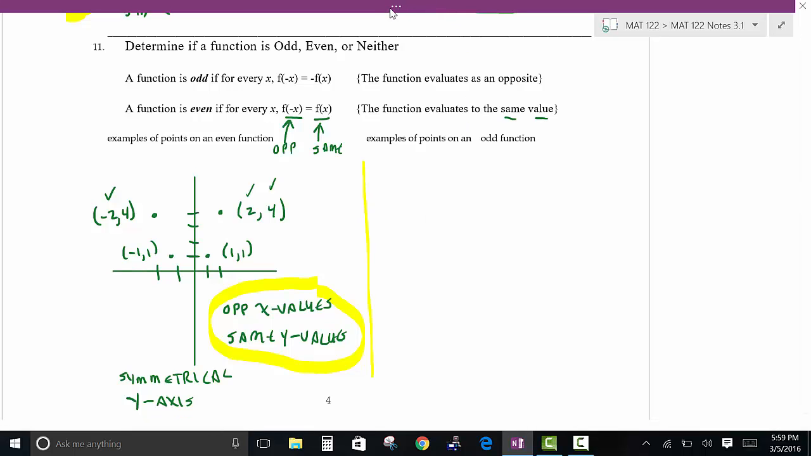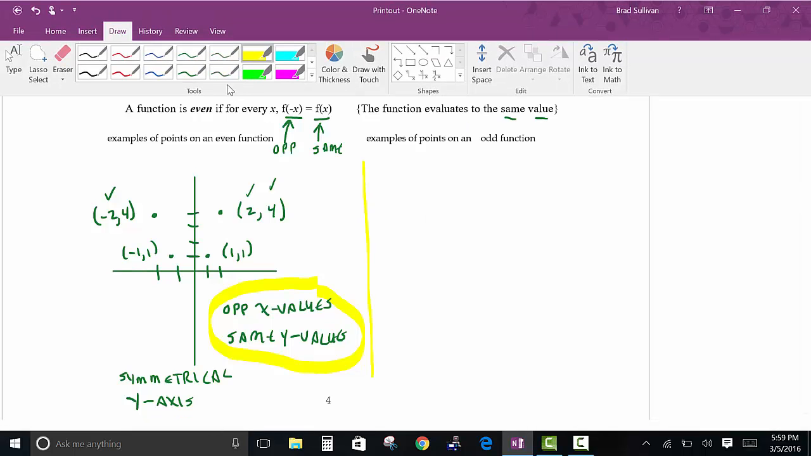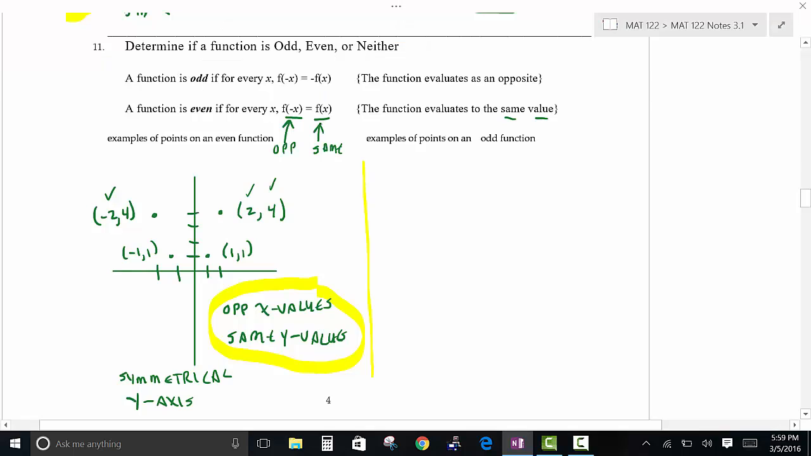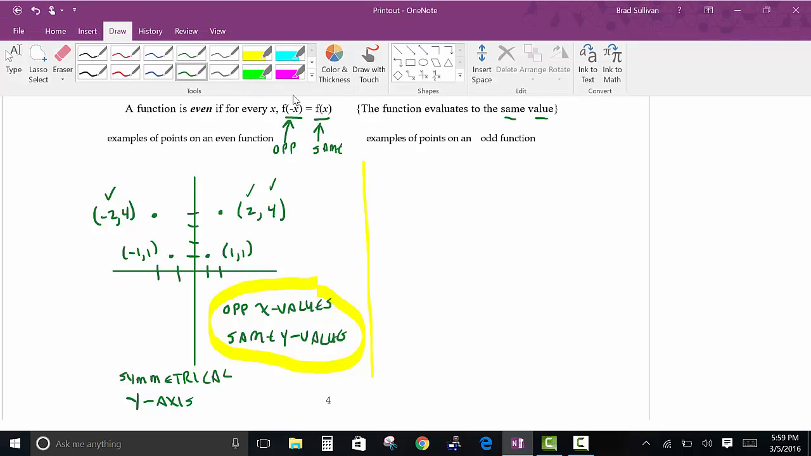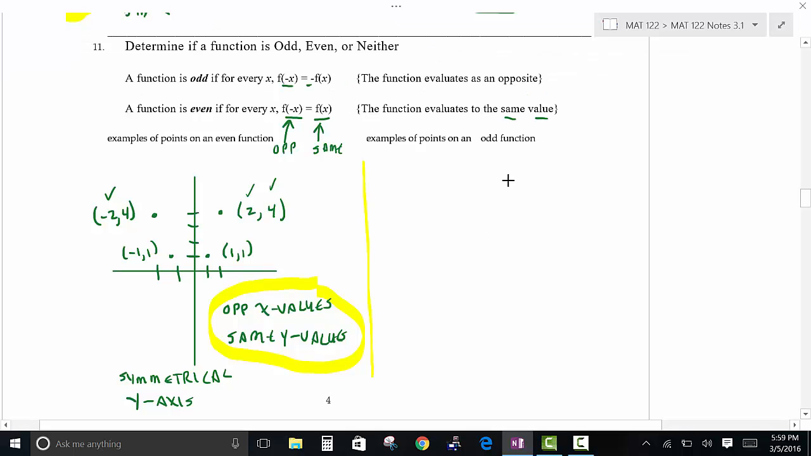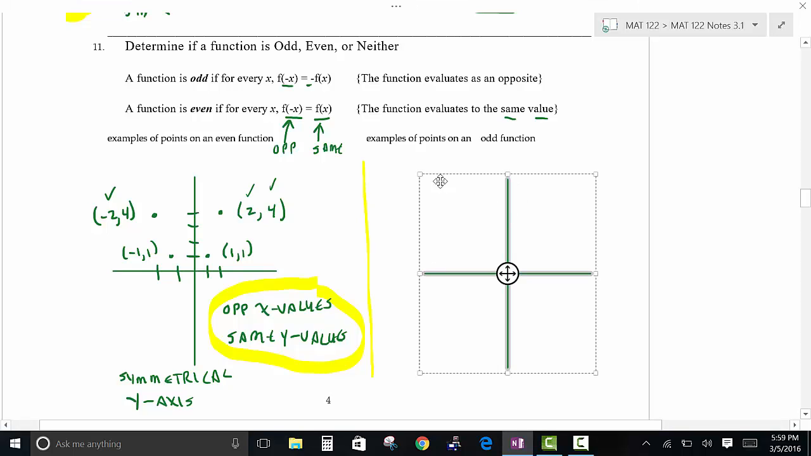Okay, let's look at an example of an odd function now and go over how that goes. An odd function says if you have an opposite x, then you have the opposite value of y. A good way to help you understand this would be, again, just to do a graph. I'm just going to do a coordinate system again, and we'll look at some basic points. So let's say I'll use as an example the point 3, 2.